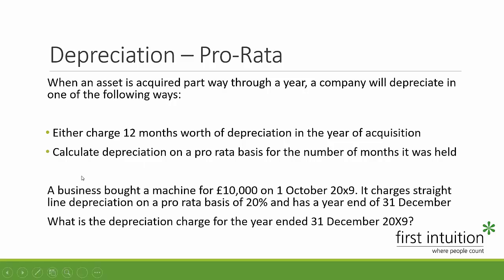So a business bought a machine for £10,000 on the 1st of October 2019. It charges straight line depreciation on a pro rata basis of 20% and has a year end of the 31st of December. So what I'd like to know from you guys, and I'll give you a couple of minutes to do it just so I can get my headset hopefully sorted out, is what the depreciation charge for the year ended the 31st of December 2019 is. So I'll give you a couple of minutes. Once you've got the answer, please put it in the chat and then we'll run through it together.